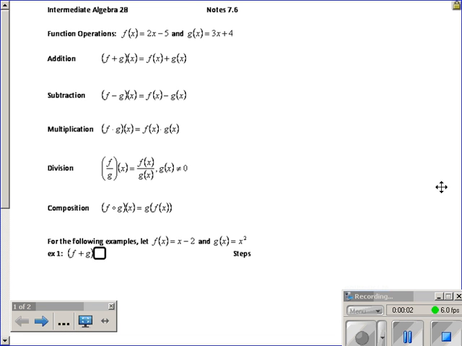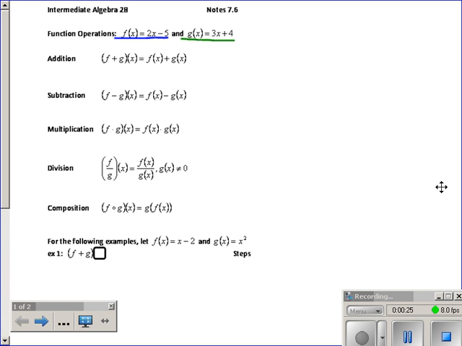Okay, today we're talking about function operations, and we're going to teach you how to add, subtract, multiply, and divide functions, and then we're going to teach you about special circumstances called composition. So first we're going to look at function operations. We have two functions up here. We have f of x equals 2x minus 5, and we have g of x equals 3x plus 4.